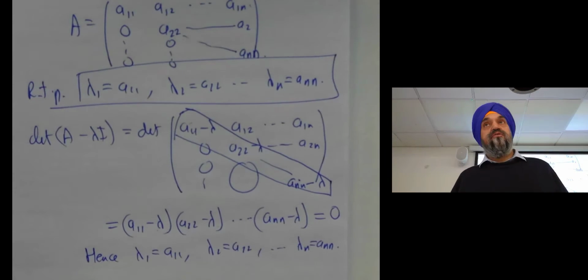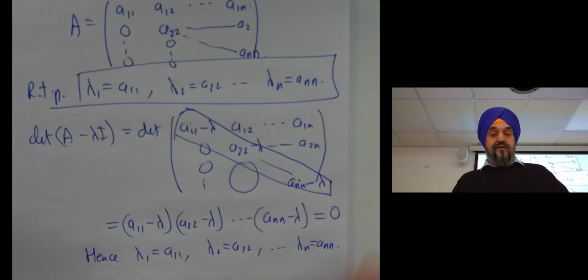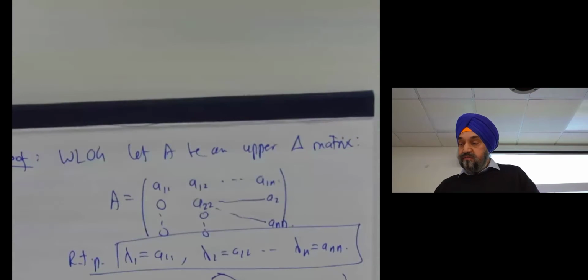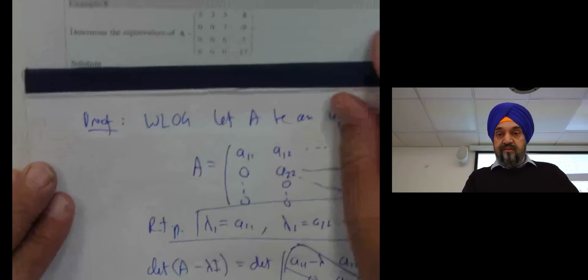So if you've got a triangular matrix or a diagonal matrix, it makes life a lot easier. It's easier to deal with those matrices than with ones that aren't. So what about this matrix here?